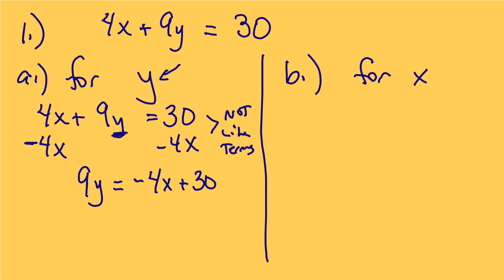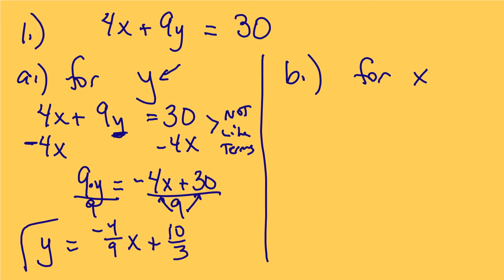Now, I don't really worry too much about the right side. I worry about the left side. I have 9 times y. How do I get rid of that 9? Divide. Now remember, if you want to put one big division bar, that's okay, but you got to remember that the 9 is divided by both of them. So I end up with y equals negative 4/9 x plus, and I'm going to simplify 30 over 9 to be 10 over 3. Look, y is all by itself, so we're done with that part of the problem.